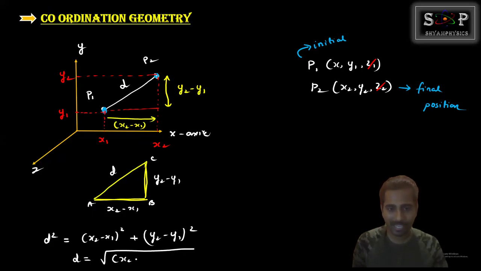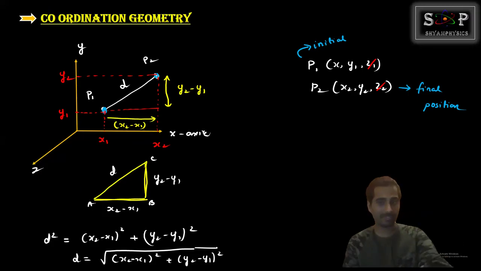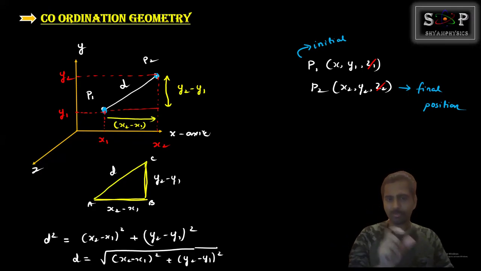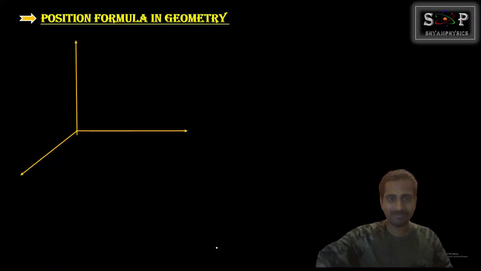So the answer will be the square root of x2 minus x1 whole square plus y2 minus y1 whole square. Clear? Simple. Going forward in coordinate geometry, if they ask what is the distance traveled by an object changing position, take the square root of x2 minus x1 whole square plus y2 minus y1 whole square. If they ask only the position in terms of direction, do x2 minus x1 plus y2 minus y1. That's all. Done. Hope it is clear.